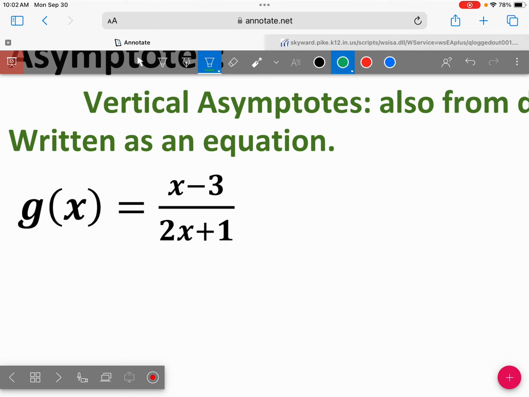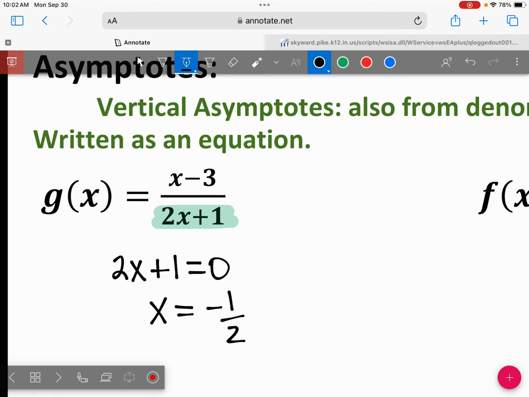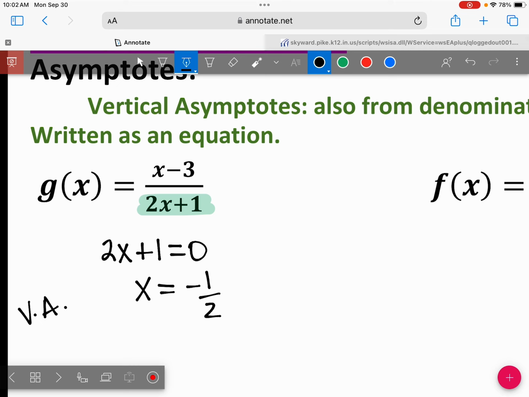So this graph only has one vertical asymptote. If we set this equal to 0, we subtract the 1 and we divide by 2, we get that we have a vertical asymptote. This is where our vertical asymptote will be. So that means that if we were graphing it, if that's negative 1, then we would have a vertical boundary line going down at negative 1/2.